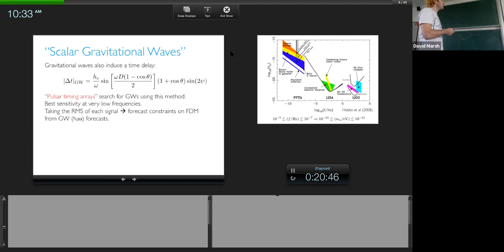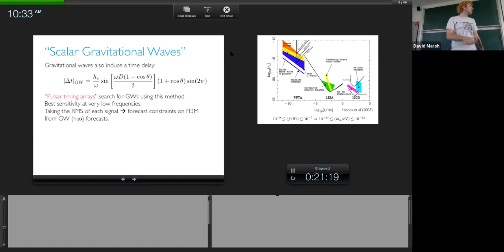Gravitational waves induce a time delay with amplitude given by the following expression. Hc is the dimensionless strain of the gravitational wave. Omega is its frequency. So this is the thing that you replace with 2m for the axion, which has a similar expression for the amplitude. And then the theta and psi in this expression are angles to do with your relative position, your relative orientation compared to the polarization and direction from which the gravitational wave is coming from.